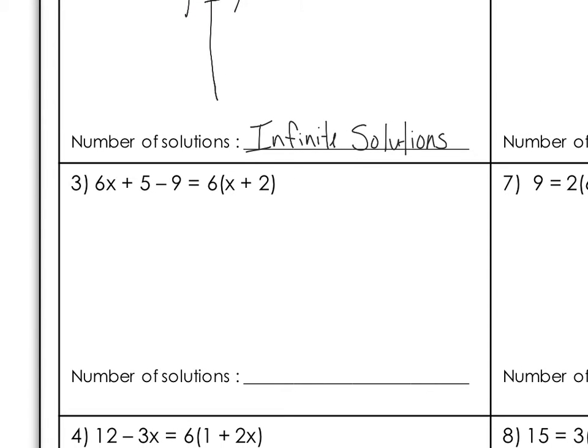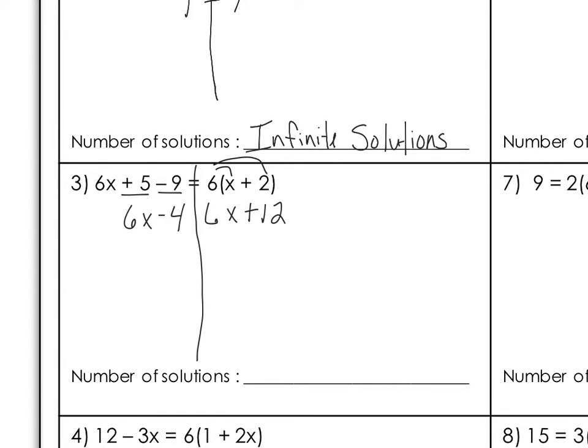Problem number 3. First off, combine like terms and distribute. So I'm going to combine the like terms on the left-hand side, the 5 and the minus 9. So that would leave me with 6x minus 4. On the right-hand side, apply the distributive property, 6x plus 12.